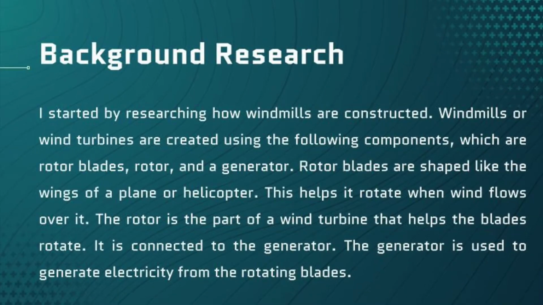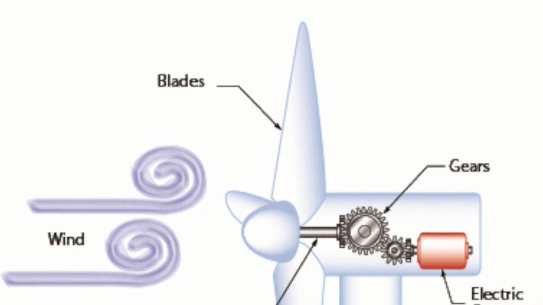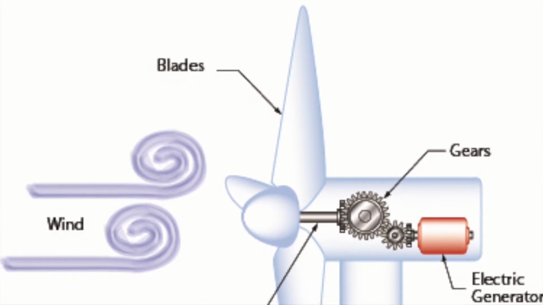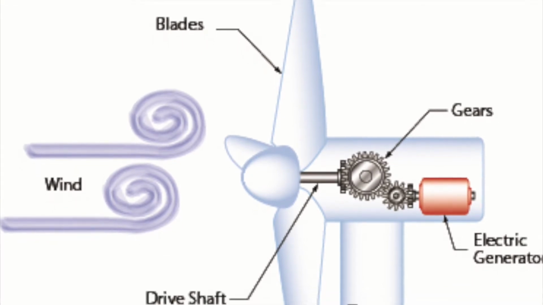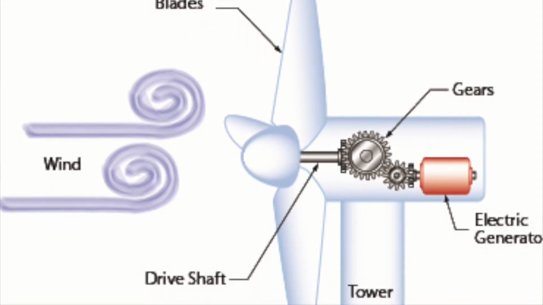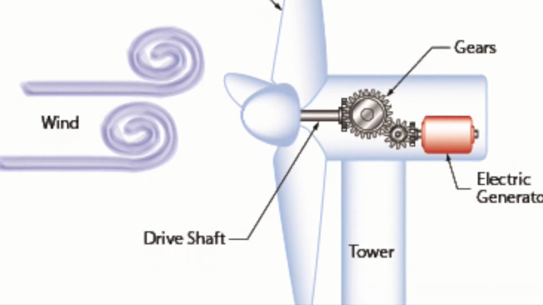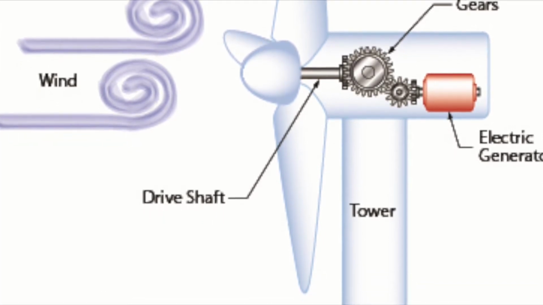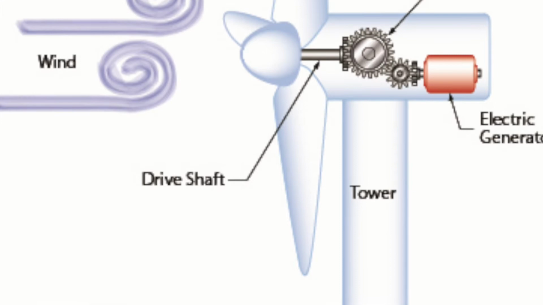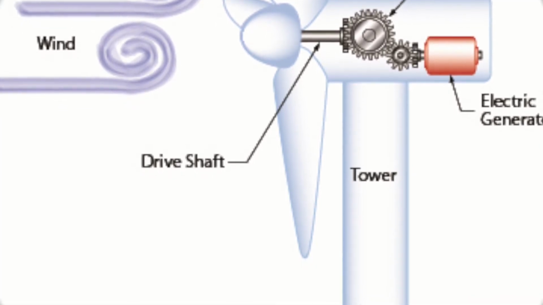I started by researching how windmills are constructed. Windmills, or wind turbines, are created using the following components, which are rotor blades, a rotor, and a generator. Rotor blades are shaped like the wings of a plane or helicopter. This helps it rotate when wind flows over it. The rotor is the part of a wind turbine that helps the blades rotate. It is connected to the generator. The generator is used to generate electricity from the rotating blades.